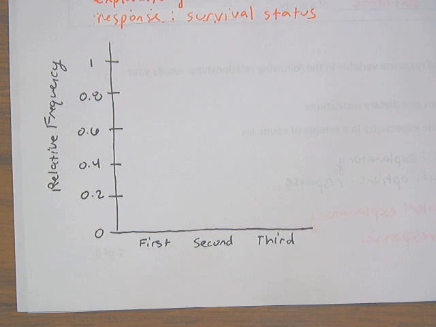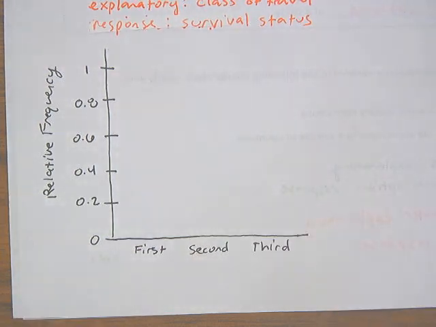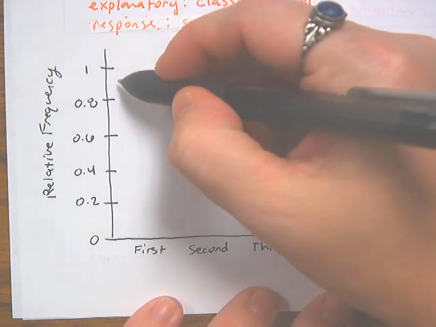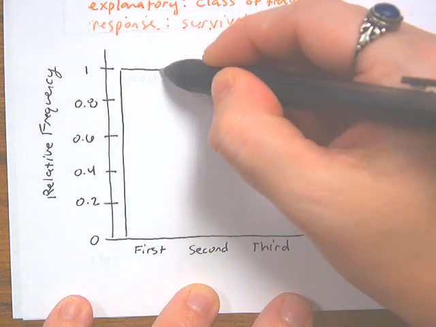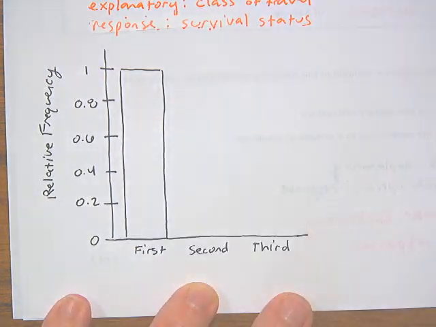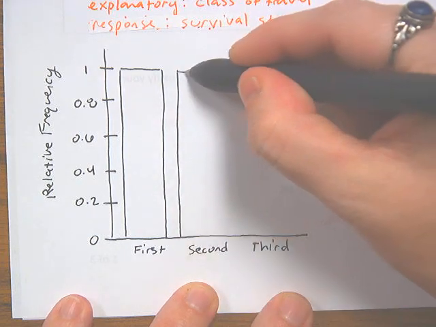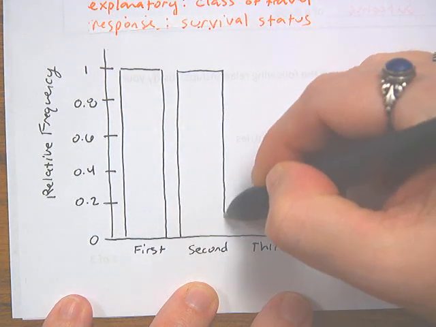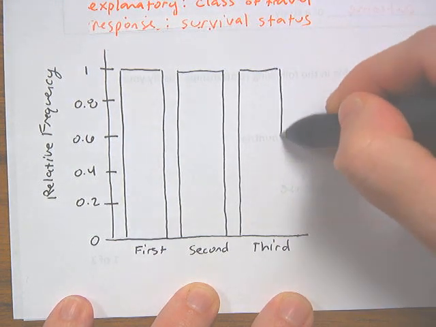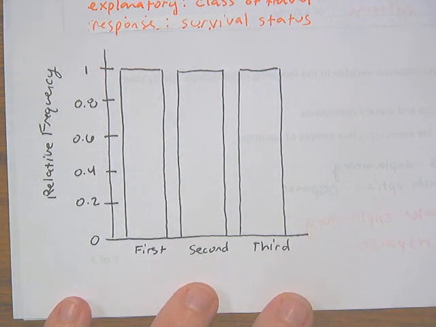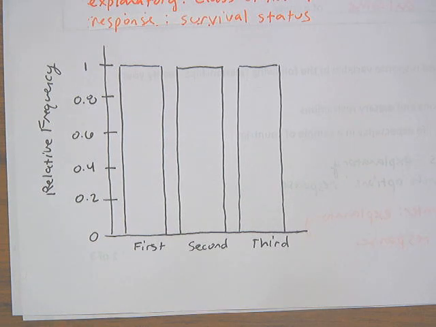Step 4, again, this is kind of a weird feeling because normally we have different heights of bars in a bar chart. But the way you draw segmented bar charts is you're going to take a first class bar and draw it all the way up to the 1 representing 100% of the people who traveled first class. Same thing for second class, 100% of the people who traveled second class. And 100% of the people who traveled third class. They all go up to 1 or 100%.